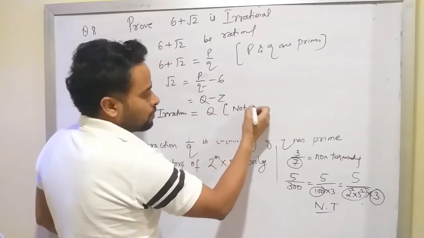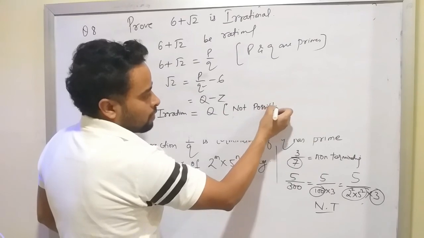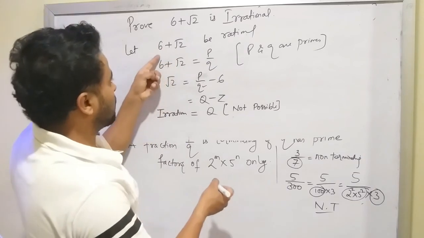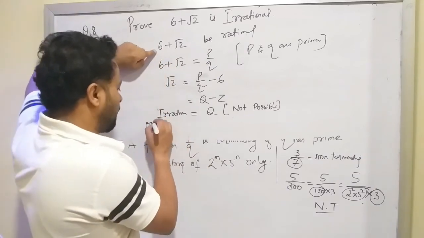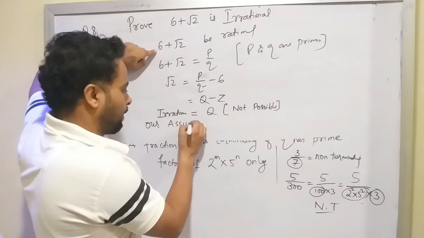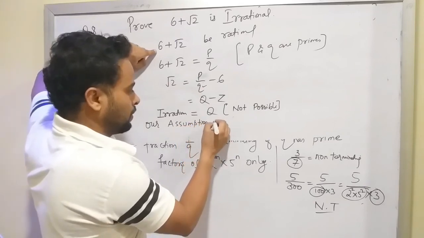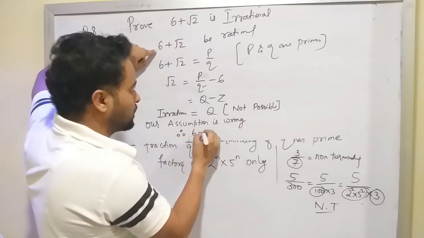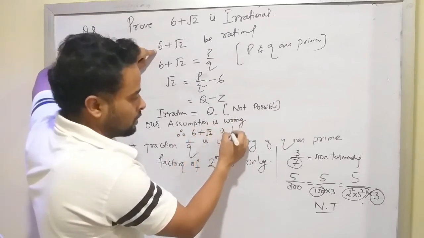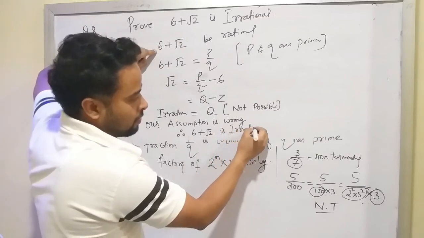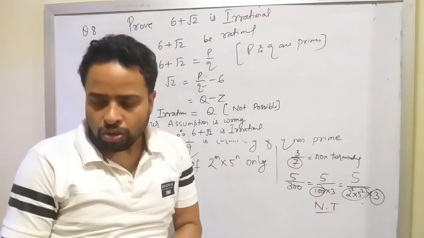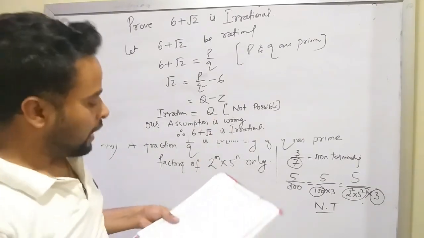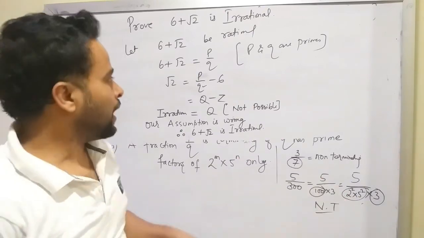Not possible. Not possible means what? Our assumption is wrong. Therefore, 6 plus root 2 is irrational. Fine. So you may solve this question in 2 different ways. Fine. Let's move on to question number 9.